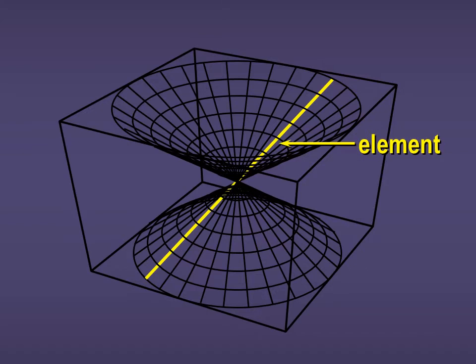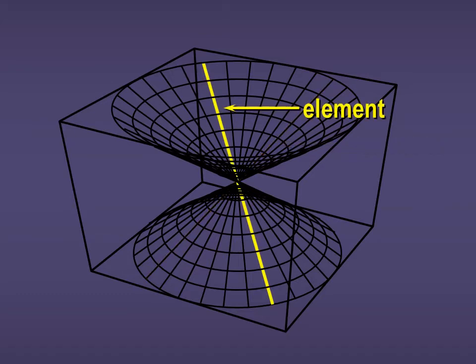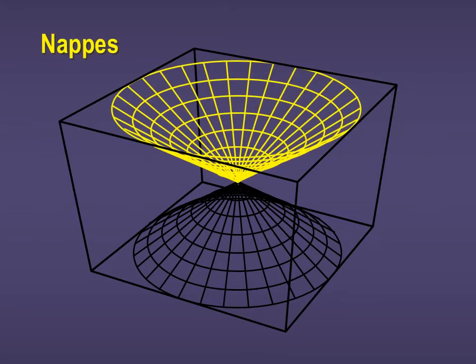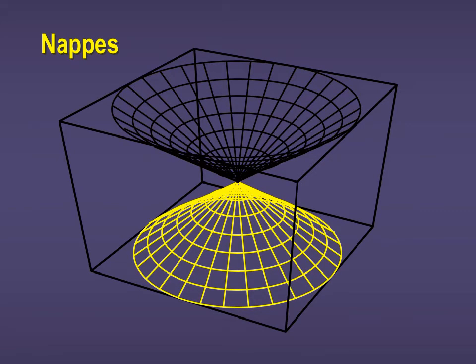Then we have the elements, okay? Those are lines that go through the vertex, and if you notice, they make the outside part of the cone. So that's an element. A conical surface is made up of many elements, as you can see. We have what are called nappes, right? That's the outside part of the conical section. Those are nappes as well.